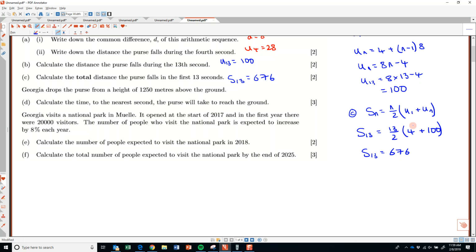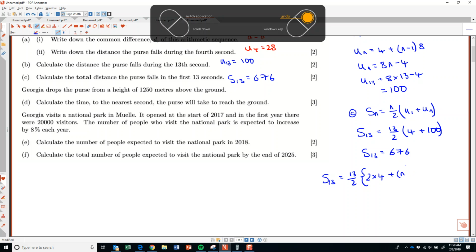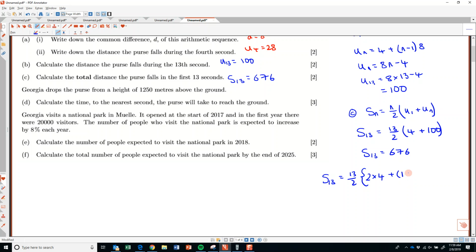Now again, you can use the other formula if you want, you will still get the correct answer. You did the other formula? So let's just quickly have a look at it. S13, 13 over 2. Formula is 2 times U1, which is 4, plus n minus, sorry, n is 13. So 13 minus 1 times 8. So we should get the same thing. Yep, okay.